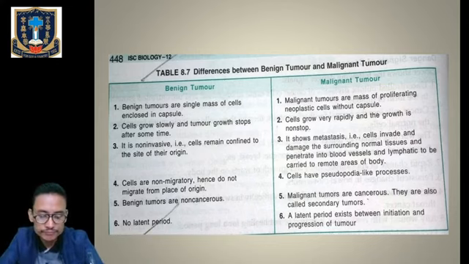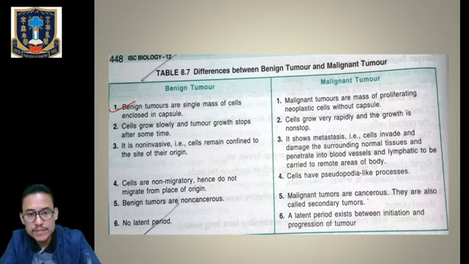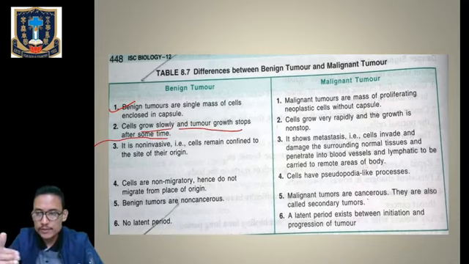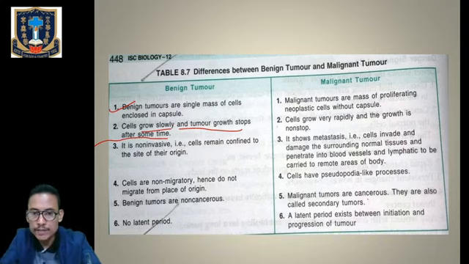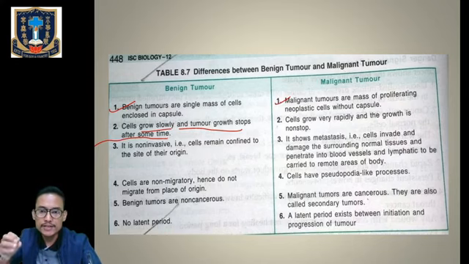Benign tumor, check it out. Benign tumors are a single mass of cells enclosed in capsules. They will slowly grow and tumor growth stops after some time. After a certain period of growth they will stop growing in size and they will be enclosed by a capsule. Whereas malignant tumors are a mass of proliferating neoplastic cells without capsules. They will grow rapidly, and the growth will be non-stop. They will keep on growing and growing and growing.